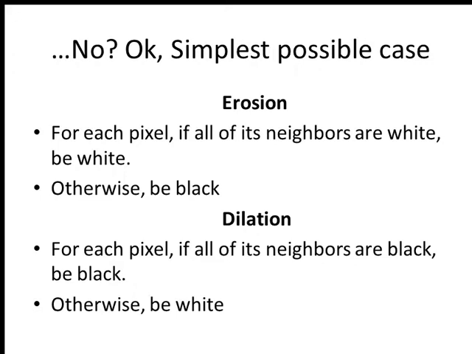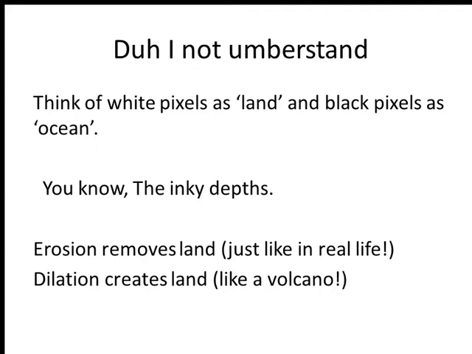So to keep this straight in my head, I find it helpful to think of the white pixels as land and the black pixels as like ocean or something. So erosion is removing land, and dilation is creating land, like a volcano or something. Of course, you can take the inverse of the image and the operations become reversed, but this is an easy way to remember the convention. Just remember that land is white, and erosion removes it.